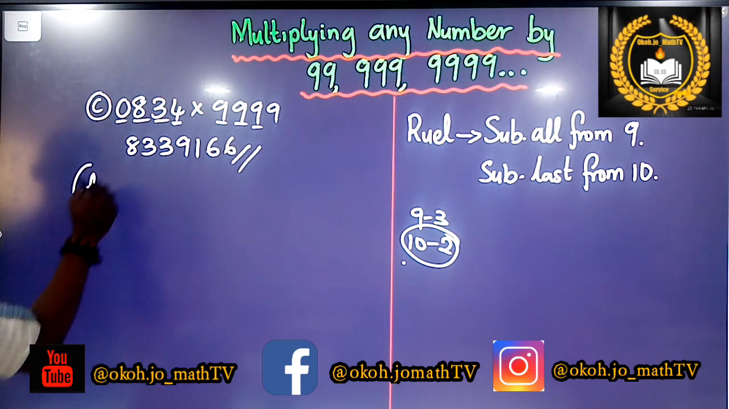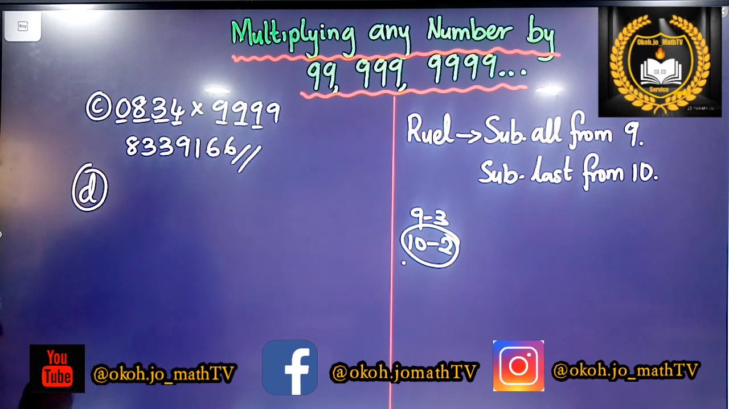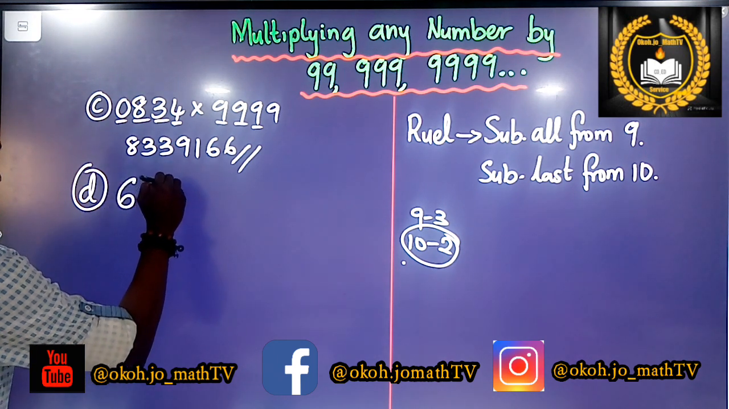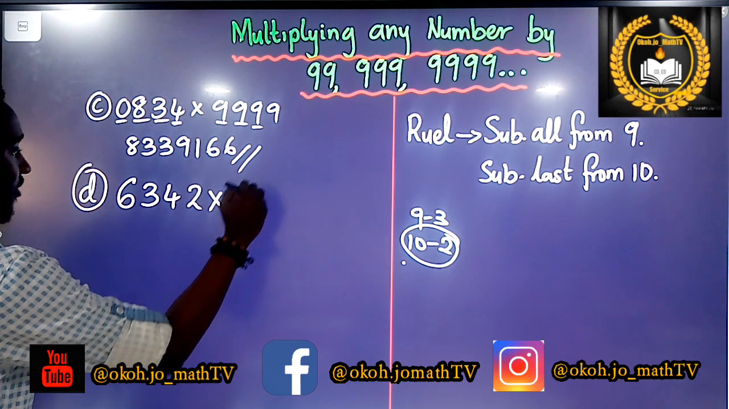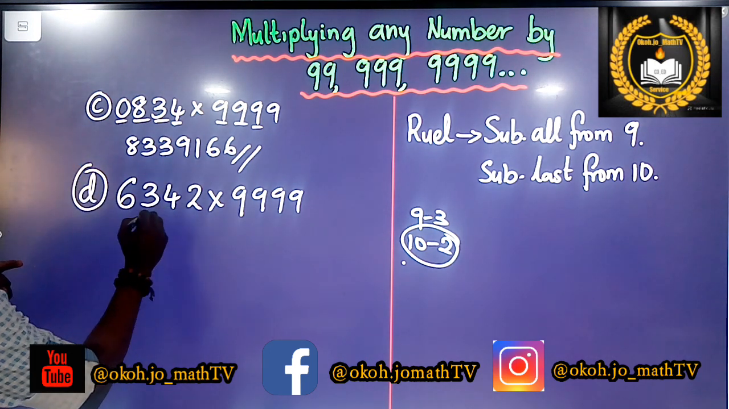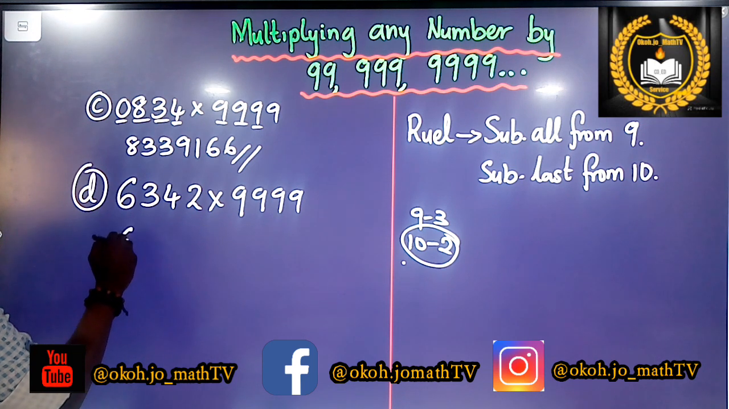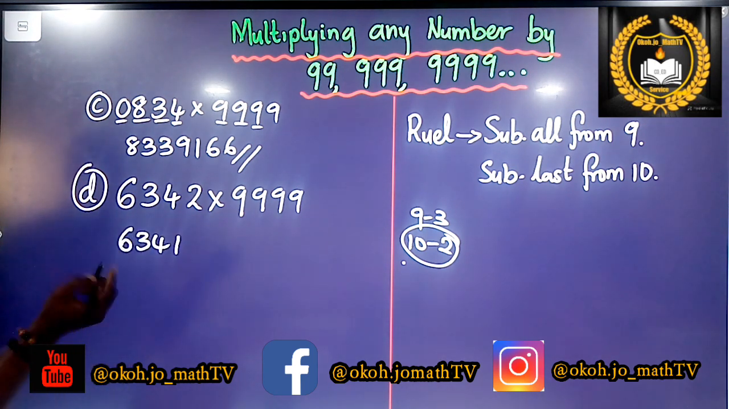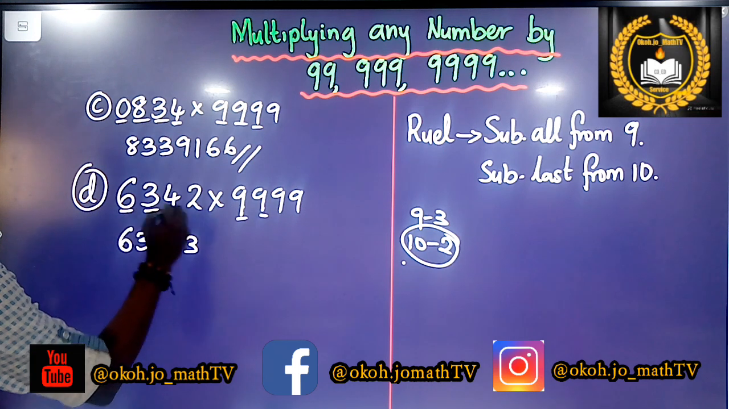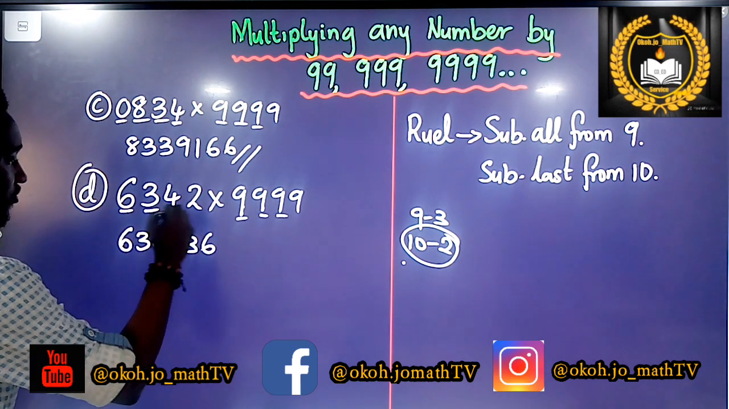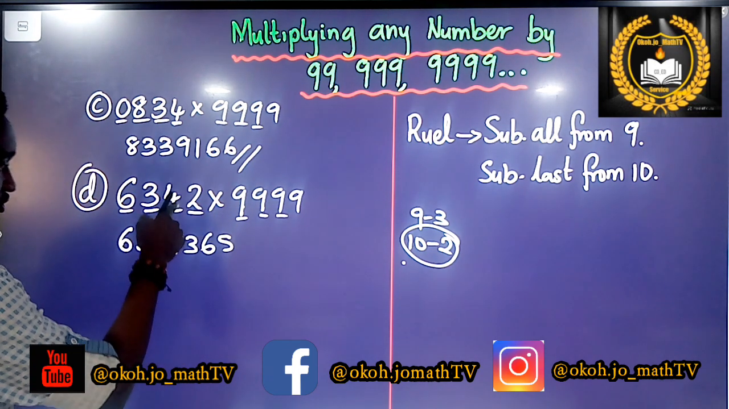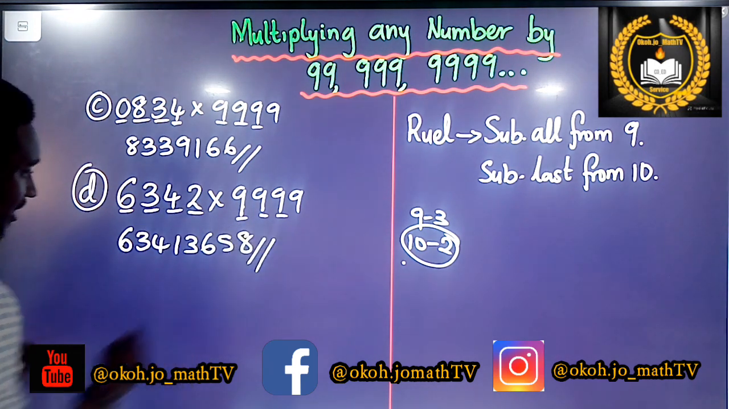So question D, which is finally to balance it up with a number that is exactly 4 digits. Let's assume you have 6,342 times 9,999. Is that okay? Take away just 1 from 6,342 and you're going to have 6,341. Having done that, now 9 minus 6 is 3. The second, 9 minus 3 is 6. The third, 9 minus 4 is 5. Then finally, the fourth one, take it away from 10. So 10 minus 2 is 8. You can see how simple your answer is.